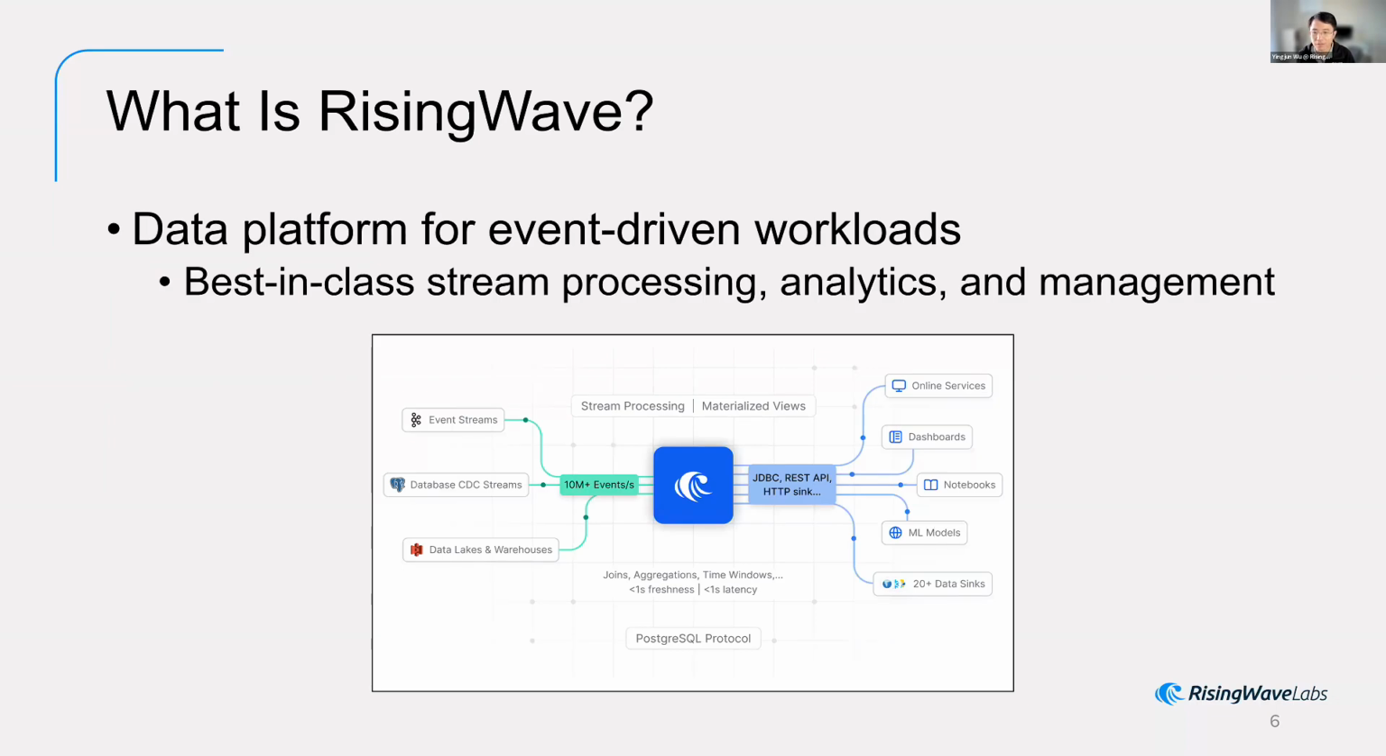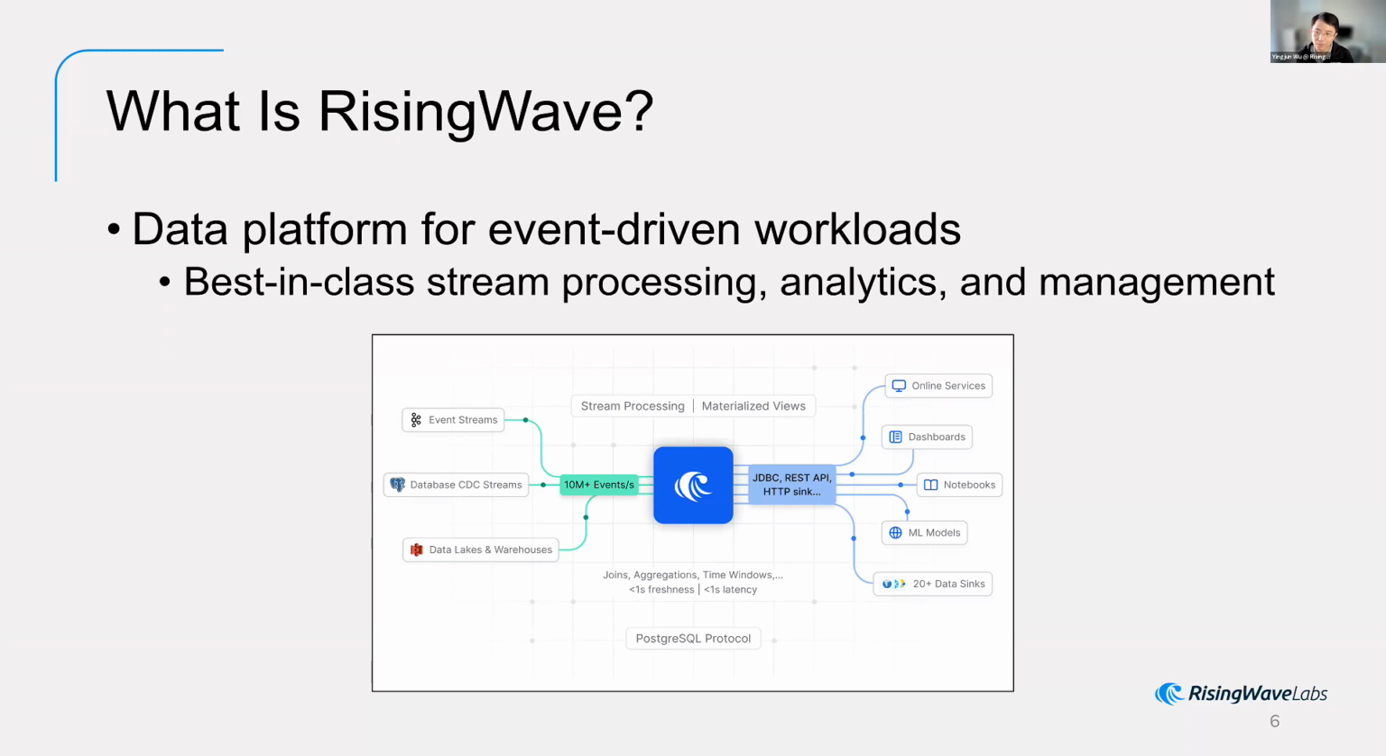RisingWave is the data platform for event-driven workloads. But essentially, a lot of people know that RisingWave is a streaming database, right? So it offers best-in-class stream processing, analytics, and management capabilities. Let's assume that you have data coming from Kafka streams, or probably Redpanda stream, Pulsar stream, whatever event streaming system, right? Or you have data coming from an operational database like MySQL, Postgres, or MongoDB, or you have data stored in, let's say, a batch store like a data lakehouse, Iceberg, right? Or from S3.